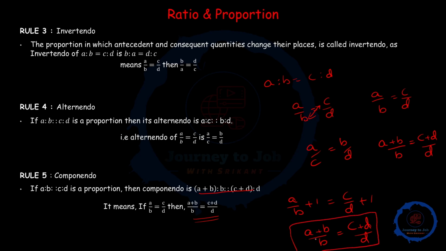Just add 1 on both sides, it will make no change to the ratio. See, the plus 1 can be cancelled again, and you will get A by B and C by D only. And how do you get A by B is equal to C by D from this? Simply subtract 1: A plus B by B minus 1 equal to C plus D by D minus 1. You will get this ratio again.